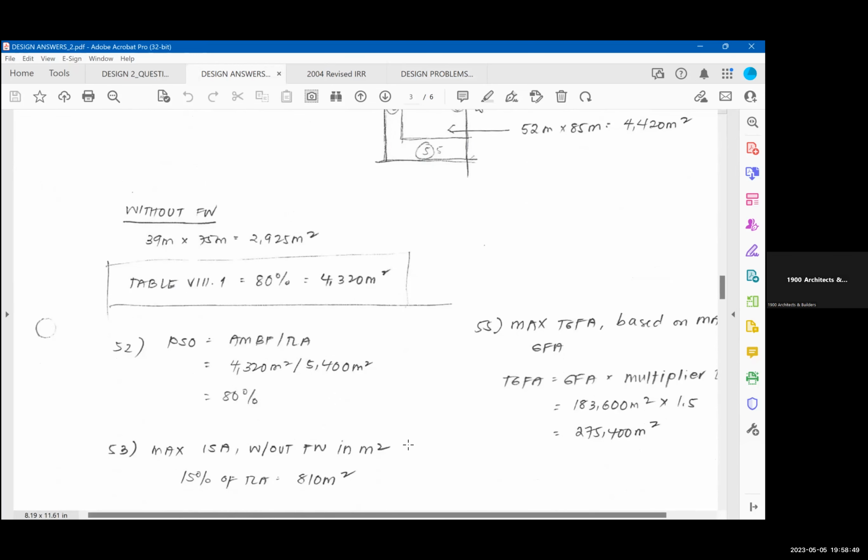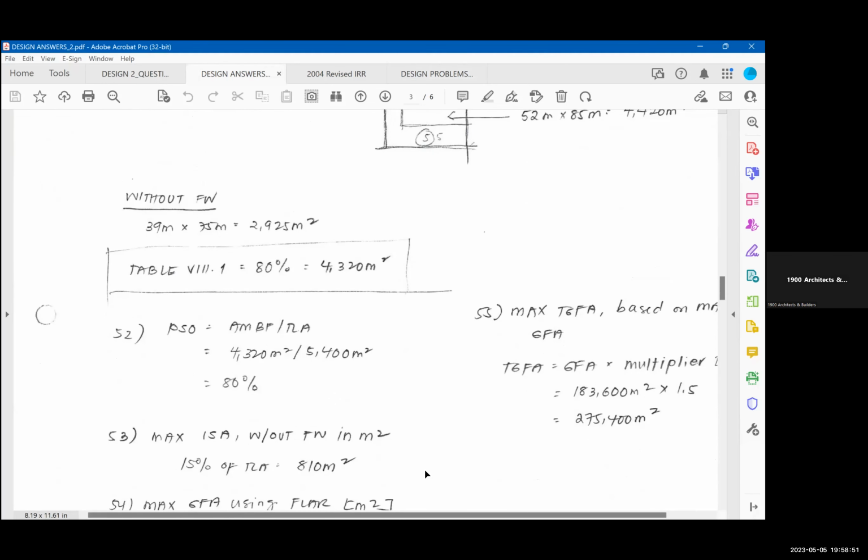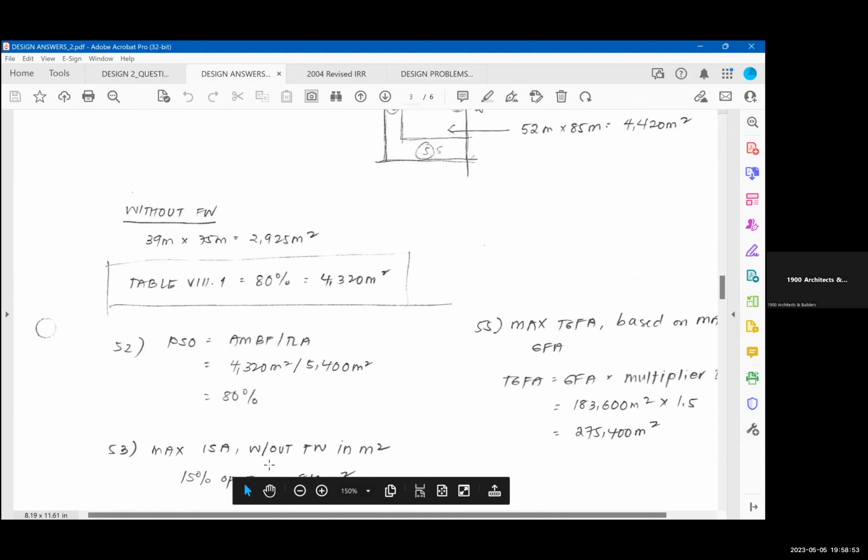Okay, gets nyo ba? So, para lang makita nyo yung formula. So, yung maximum ISA without firewall is 15% based on rule 8, table 8.1. So, 15% of the PLA is 810. So, that's why it's letter C.